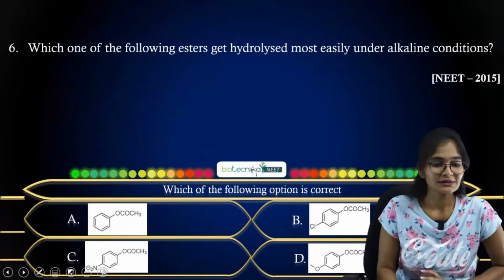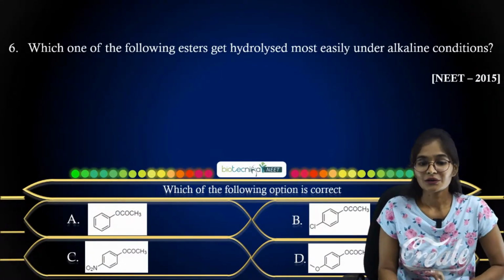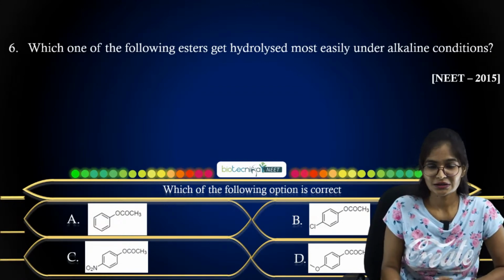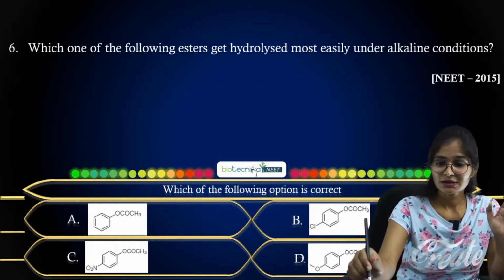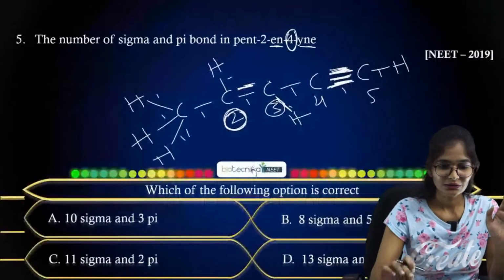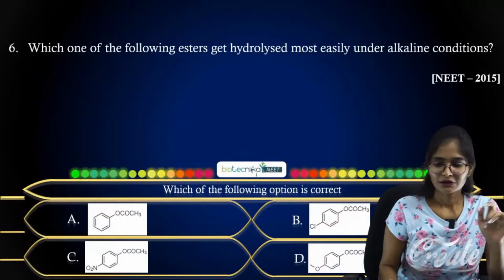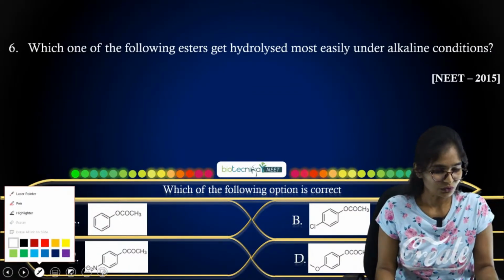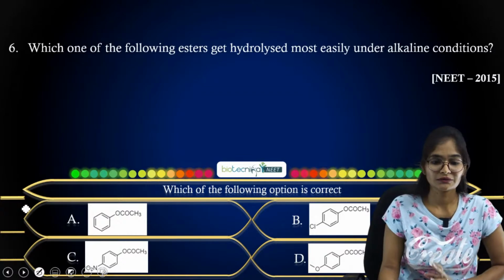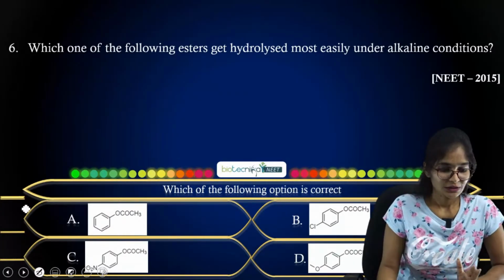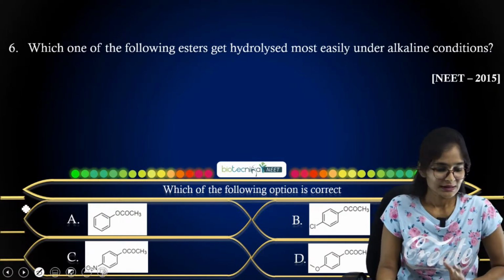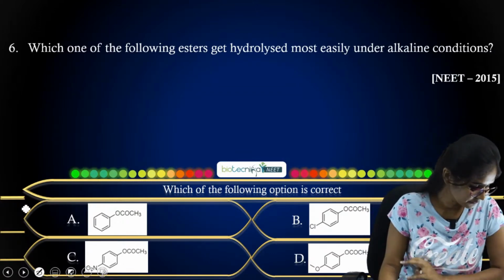Coming to the sixth question: which one of the following esters gets hydrolyzed most easily under alkaline condition? They have mentioned the condition, alkaline condition. So you have to pick the correct option for ester hydrolysis. Option A, B, C, D, you can look at the structures on the screen. Let me know the answer you get here.